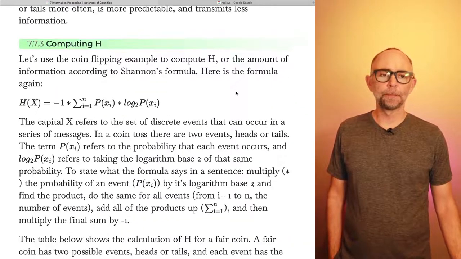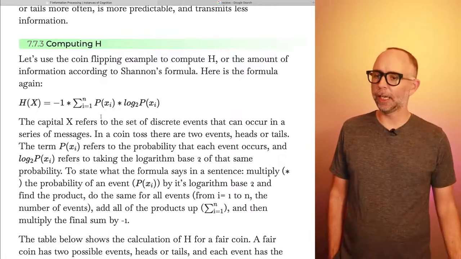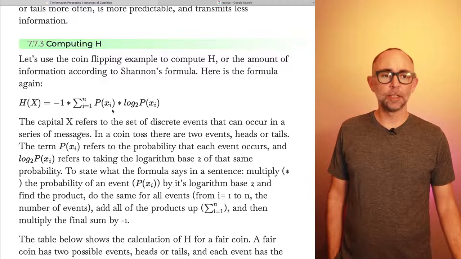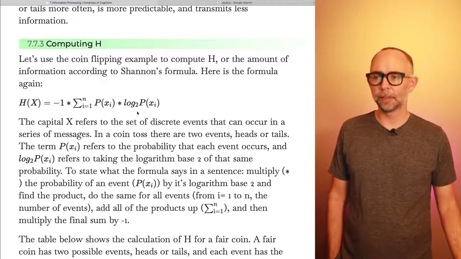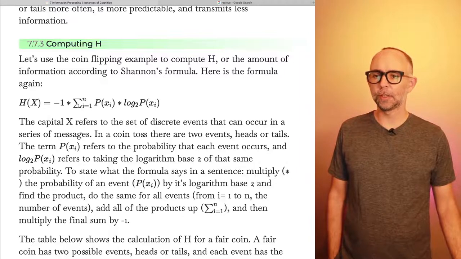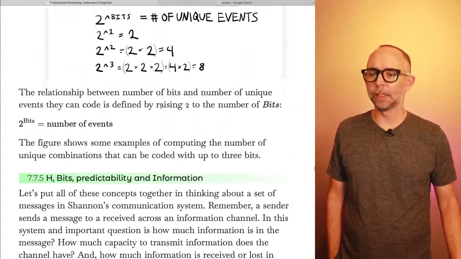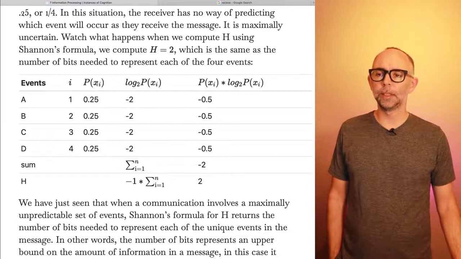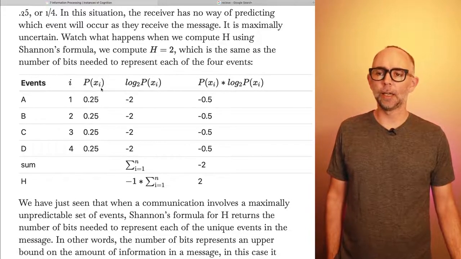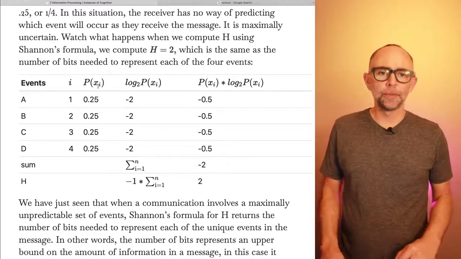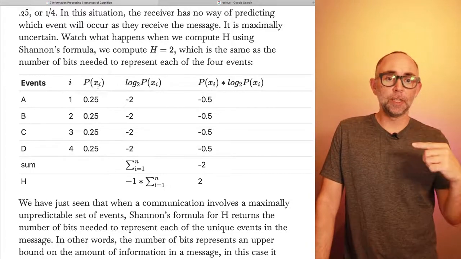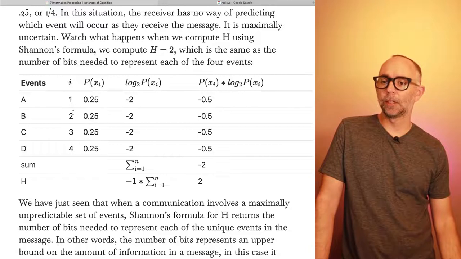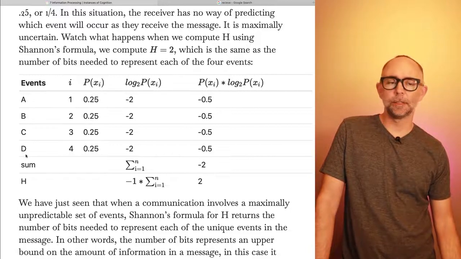So we're going to talk about how we would calculate H for a system of messages with 4 events. Now this formula has these terms, and we're going to add them up and multiply by -1. So let's talk about those terms. I'm going to break it down in this table for us. The first term is the probability of each event. That's referred to as P for probability, and x_i is a little variable referring to each of the events. So for example, i is 1, 2, 3, or 4 referring to event A, B, C, or D.